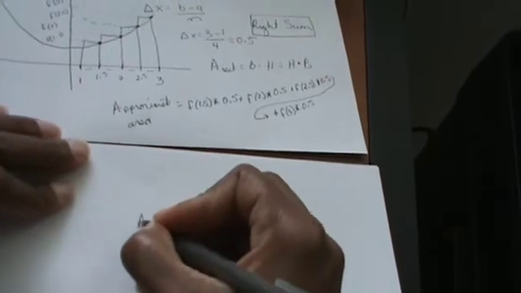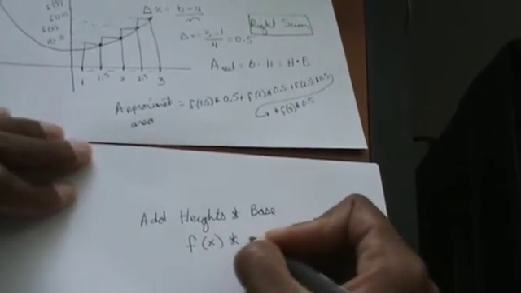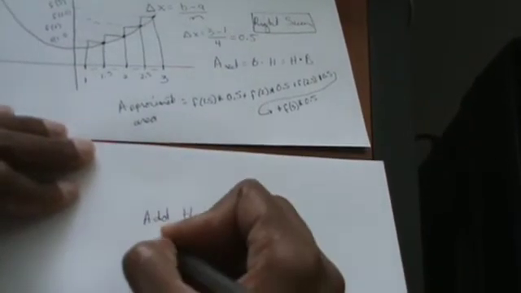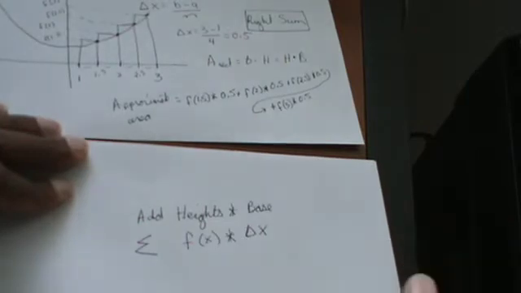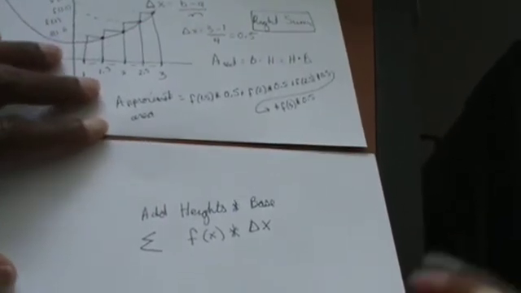You are adding the heights times the base. Fancy way of writing that, f of x times delta x. Okay, now the fancy way to say add is sigma. Sigma means add. Okay. Now there's a reason that I'm writing it in this way. I'll get back to that in a minute. But before I get to that, I want to do this calculation.